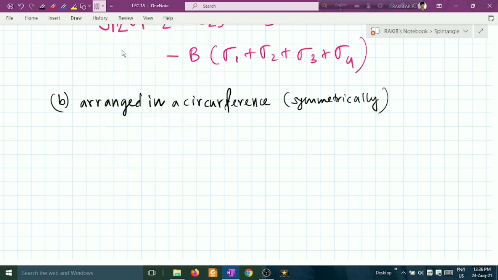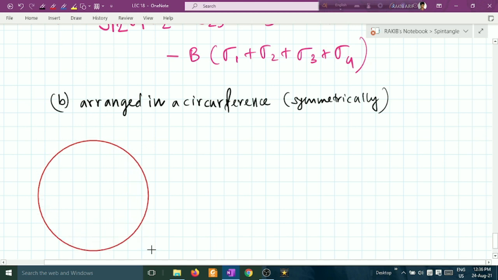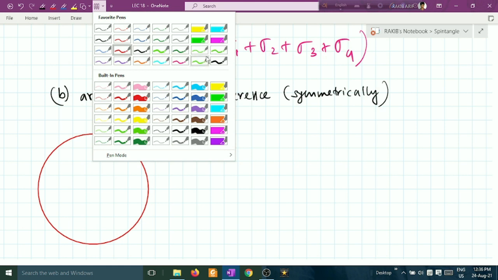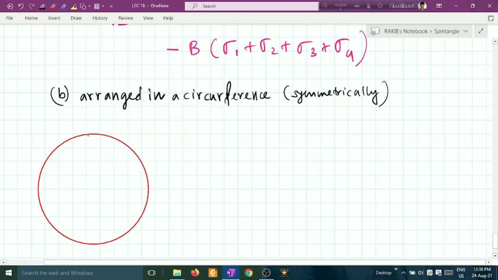Say this is our arrangement, this is the circle. If this is the 12 a.m. position, this is the 3 a.m. position, 3 p.m. position, 6 p.m. position, and 9 p.m. position. These are the 4 positions in which the spins, say sigma 1, sigma 2, sigma 3, and sigma 4 particles are placed. So calculate the Hamiltonian here.